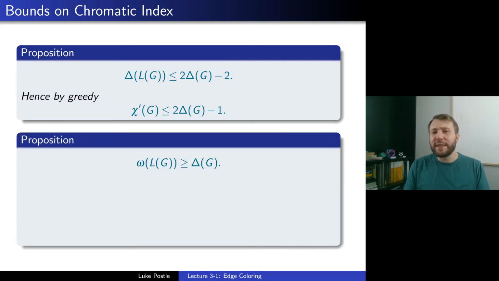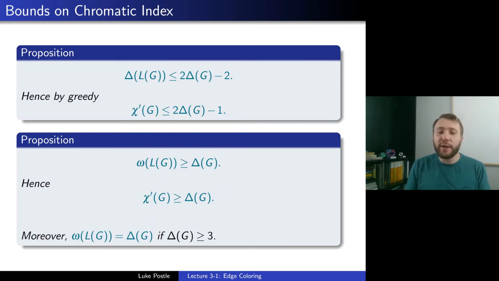So that's very nice. And then what about lower bounds? Well, the clique number of a line graph, if you think about it, is at least delta, the maximum degree of the original graph, as all edges around a vertex form a clique in the line graph. They're all incident with each other. So that's a lower bound, and hence chi prime of G is at least delta of G. So you have this kind of linear upper and lower bounds in terms of delta of G.